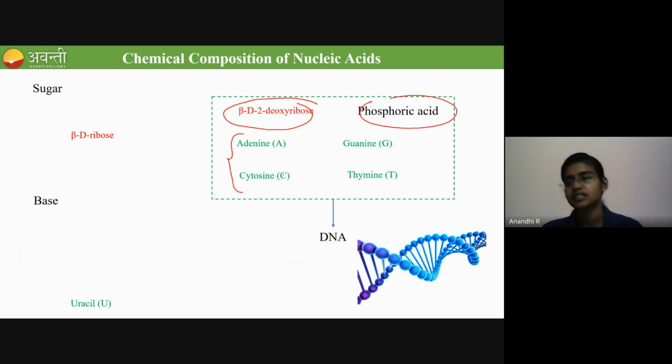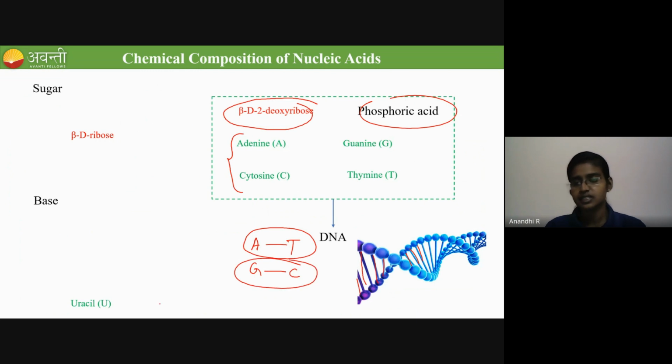And DNA is a double-stranded helix. And here you can see some interaction between the two strands, right? So what are those interactions? They are hydrogen bonding interactions. So always adenine forms the hydrogen bond with thymine, and guanine with cytosine. ATGC, so this is the combination: adenine with thymine, guanine with cytosine.